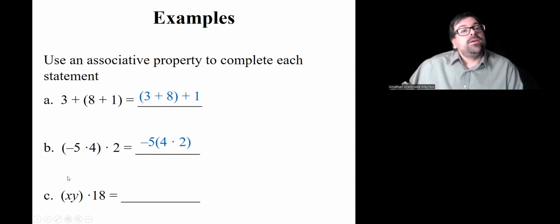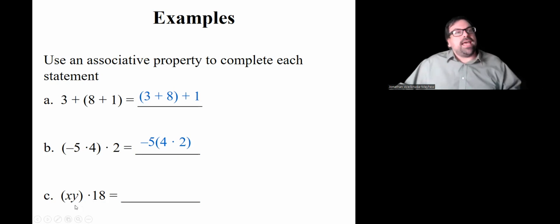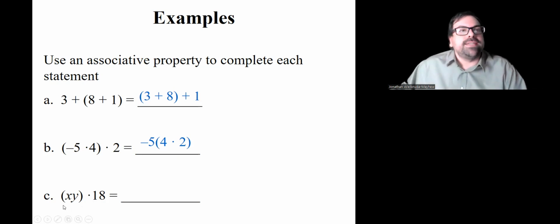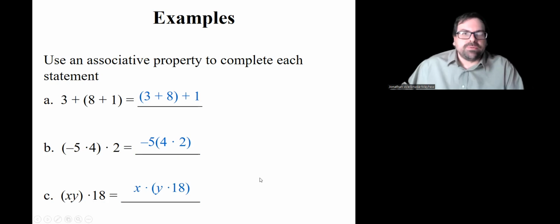In C, we have xy times 18, keeping in mind that xy means x times y. This is another example of the associative property of multiplication. Instead of grouping the x times y first, we can group the y times 18 first, giving us the y times 18 in parentheses multiplied by the x last.